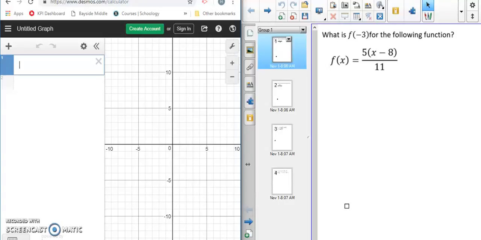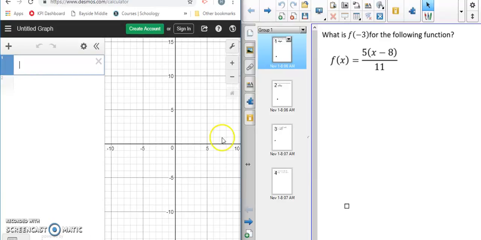Alright, today we're going to explore function notation and solving it. So if we look at number 1 here, we've got what is f of negative 3 for the following function. Now this doesn't mean just plug in negative 3 and multiply that whole thing times negative 3. It really just means plug in negative 3 in for x.